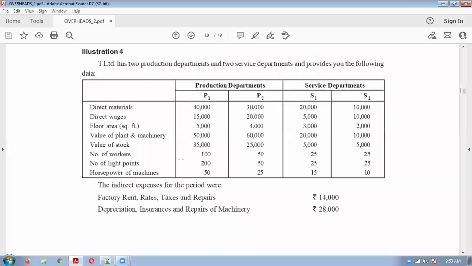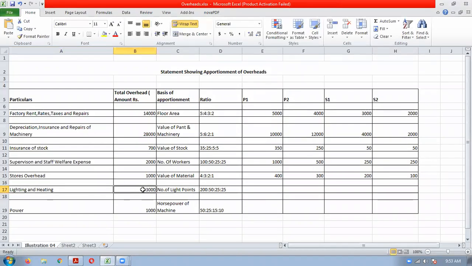Lighting and heating, we can do it on the basis of number of light points. Okay, lighting and heating expenditure incurred by the company is 3000. So now how will we divide this 3000 into 4 departments based on light points? Logical. So department P1 is having 200 light points, so that much we will put in P1. Out of the total cost of 3000, we will divide that cost on the basis of light points. So how much will it be? 250 plus 50, 300.